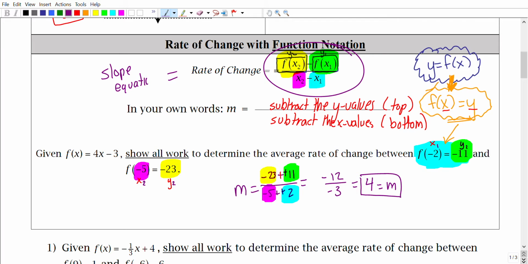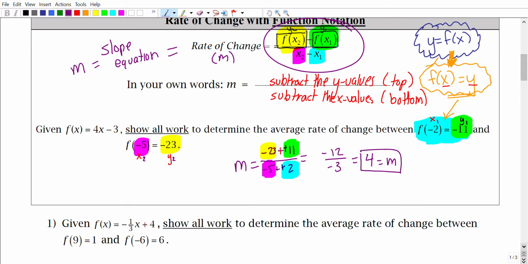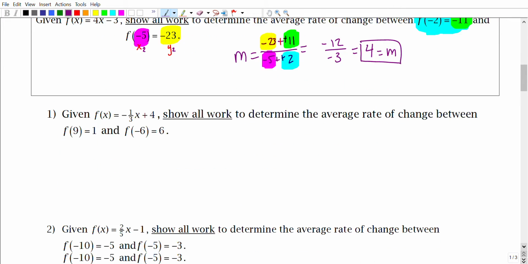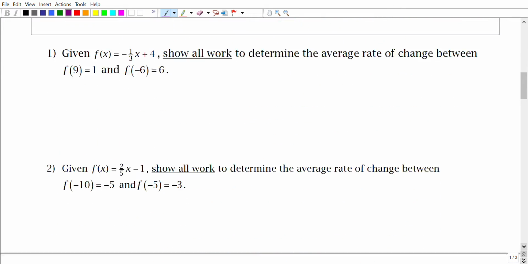Okay? So basically this rate of change equation, guys, is your slope equation. It's the exact same thing. Okay, so rate of change is your slope equation, which we know the slope equation is just the m. So what does that mean? That m is a rate of change. Okay. So that was a little tricky because we kind of went all over the place. So let's go ahead and see if we can try out a new problem here.